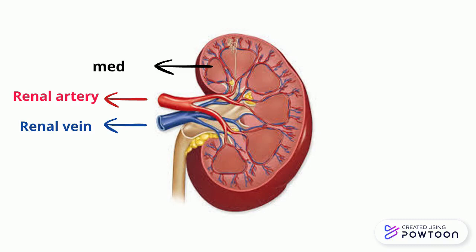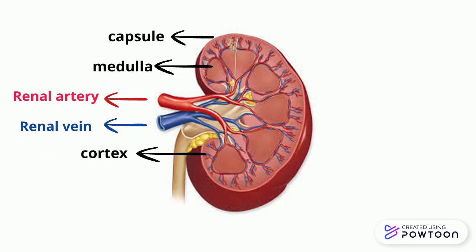The medulla contains the loop of Henle and the collecting duct, that I'll touch on later. The capsule is like the shell of the kidney, providing support for the soft tissue inside. Cortex, meaning outside, refers to the outer sections of the kidney, where some parts of the nephron are located. The ureter is the tube that takes urine from the kidney into the bladder.